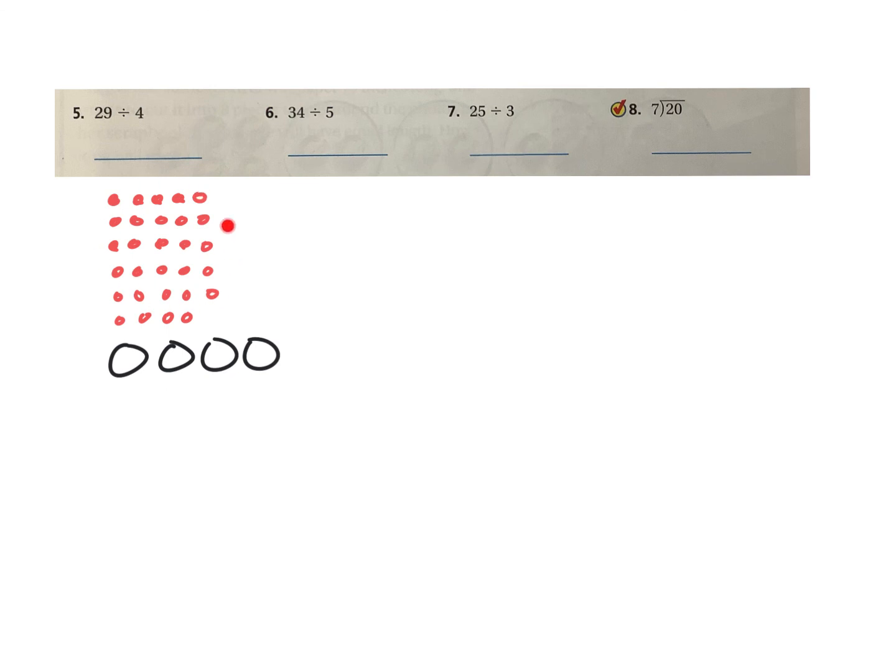We have 29 being divided up or split up equally into 4 groups. There's my 29 counters. Here's my 4 groups, and I will count. 1, 2, 3, 4. 5, 6, 7, 8. 9, 10, 11, 12. 13, 14, 15, 16.